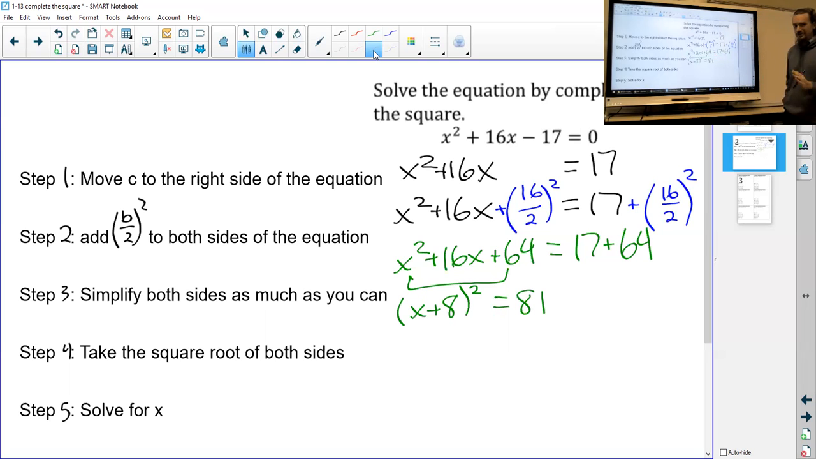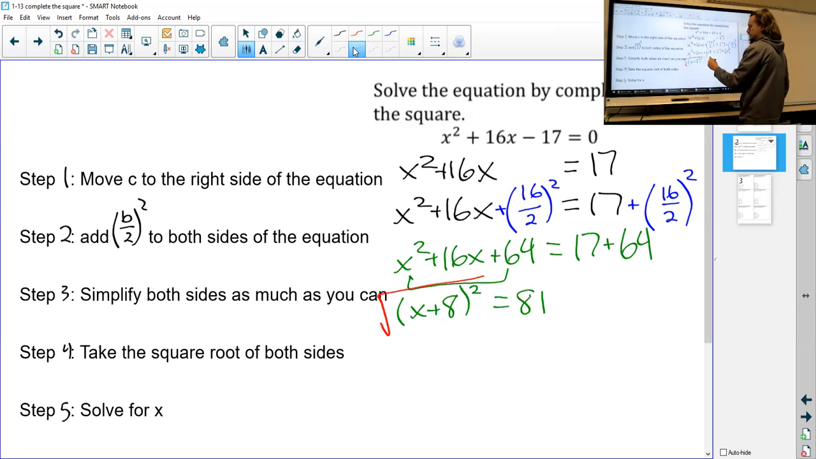And I will tell you for today only, all of these are going to come out to a perfect square. If you don't get a perfect square over here, something has gone wrong. Tomorrow when we do these, it won't be so nice. So this rule only applies for today. If you don't get a perfect square over here, go back, try again. Okay, because step 4 says take the square root of both sides.